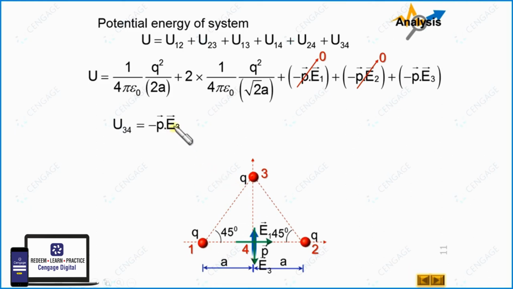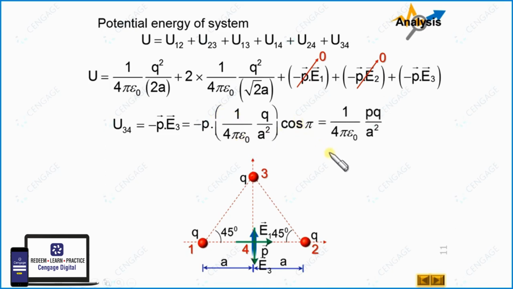this one, and this is equal to P multiplied by 1/4π∈0 Q divided by this distance, which is again A. So this is the expression, and we know this is equal to -1, and minus multiplication will be positive. So potential energy associated with this expression should be equal to 1/4π∈0 PQ divided by A square. So we got the potential energy U34.